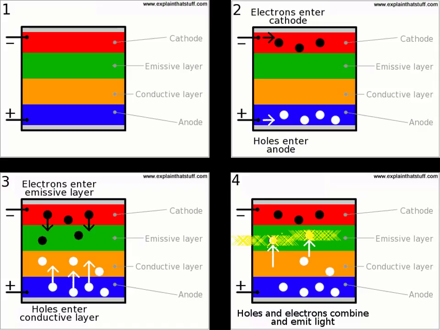Image 1 shows a bilayer OLED, which is currently the most used OLED configuration. As we can see in image 2, electrons, which are represented by the black dots, flow from the cathode towards the emissive layer. These electrons want to occupy the lowest unoccupied molecular orbitals, which is analogous to the conduction band in semiconductors. Likewise, holes, which are the white dots, flow from the anode towards the emissive layer, taking the highest occupied molecular orbitals along the way, which are analogous to the valence band in semiconductors.